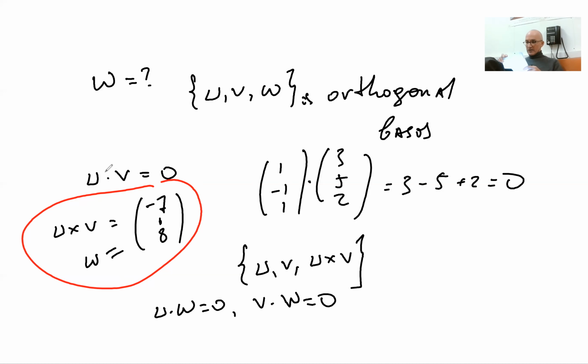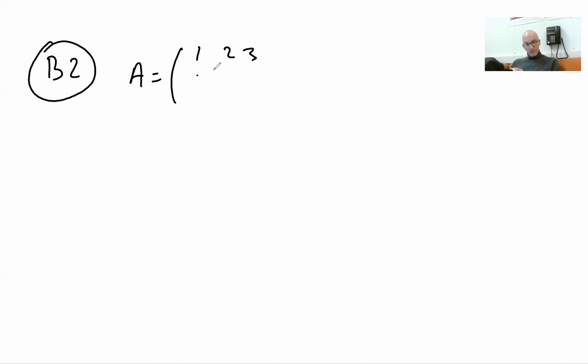Okay, let's go to the next problem. It's a little bit computational. This is problem B2. Okay, we have this matrix A, 1, 2, 3, minus 1, 3, 2, 1, 0, 1. And part A asks us to find eigenvalues.